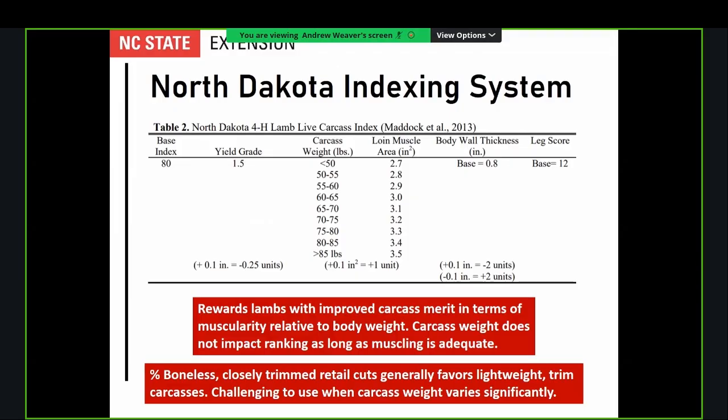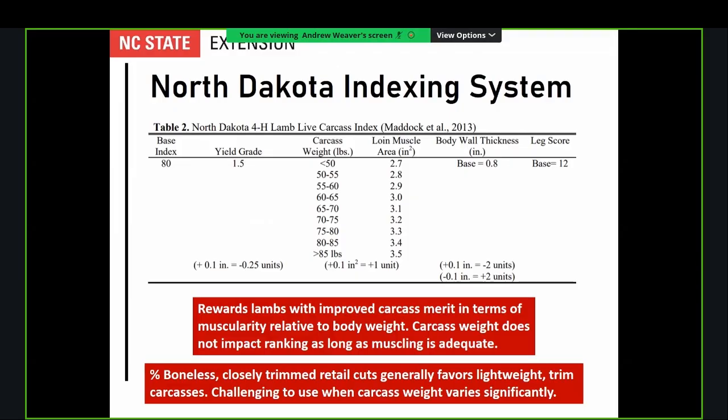This is the part I really like about this system: the carcass weight and the required ribeye area, loin muscle area, relative to carcass weight. Now we're ensuring that for a given carcass weight, that animal has sufficient muscling. You can see the breakdown here of different carcass weight ranges and the required ribeye area relative to that carcass weight. We know as animals get heavier, they should have a larger ribeye area. And so for each tenth of a square inch increase or decrease from the required ribeye area, we change plus or minus a unit on that indexing system.